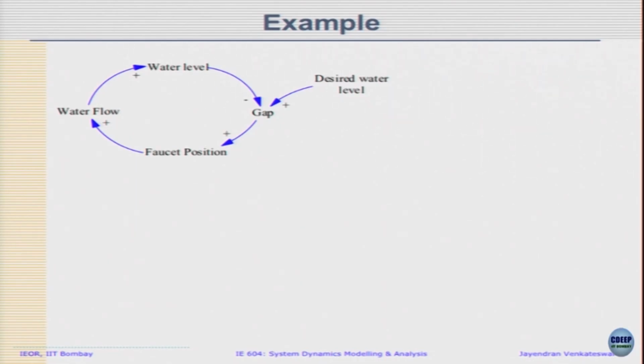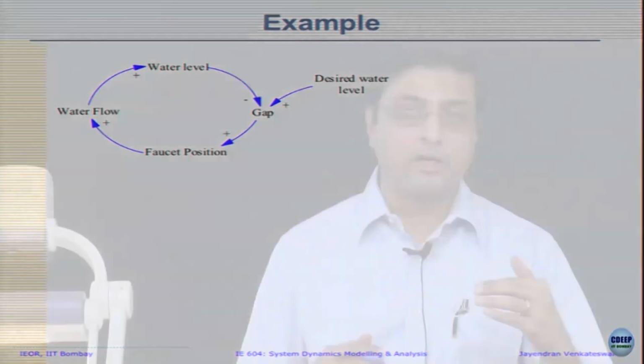We have seen this is a negative feedback system where we have water level and I have a desired water level. Based on the gap, I decide how fast I want to open the tap and the water is going to flow in, and as the actual water level reaches the desired water level, I turn down the faucet either automatically or manually, whatever, right.